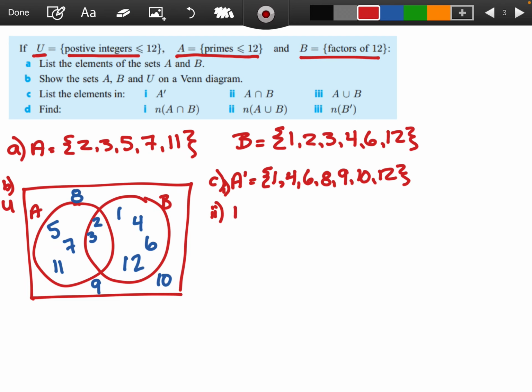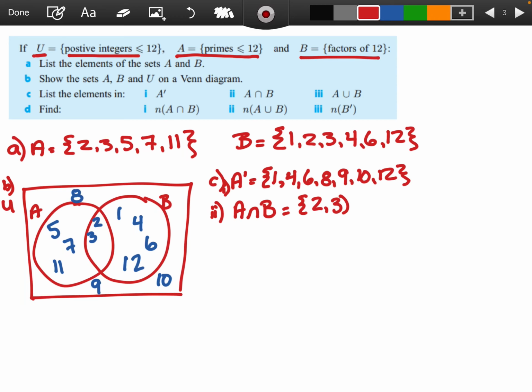Second one, so now we're looking for the intersection of A and B. So everything that is in both A and B. So that's everything that is in the center, so that is just 2 and 3.